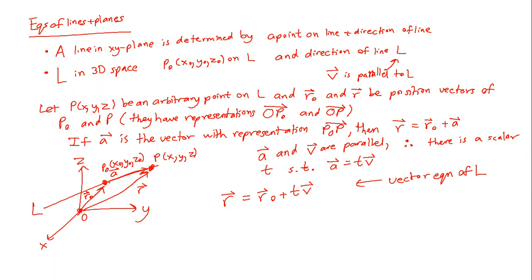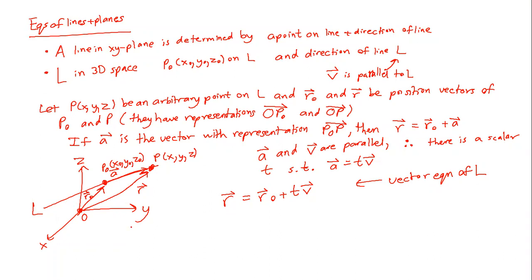And so you can see that if t is positive, we're going to get the points that are on one side of P0 over here. And if t is negative, we're going to get the points on the other side of P0.